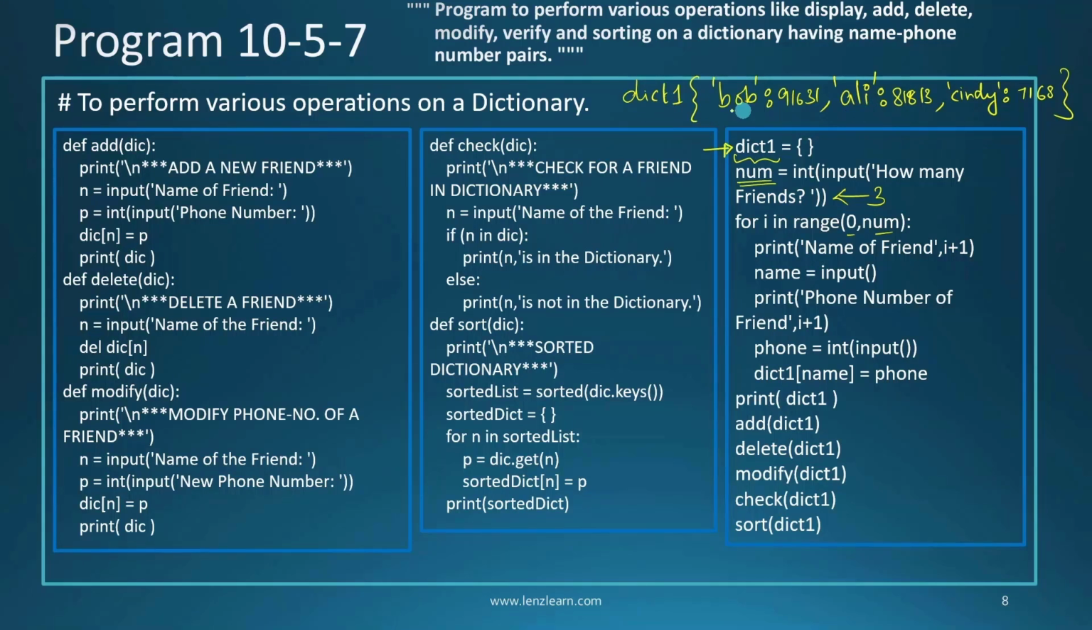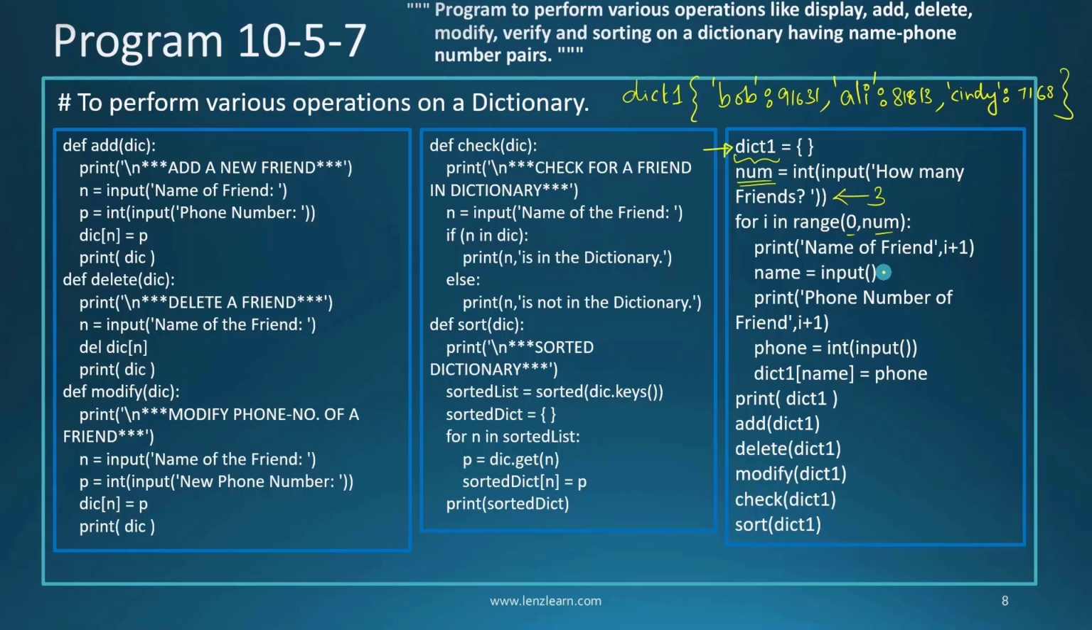Now, why I selected Ali, Bob and Cindy is because we are going to sort this dictionary based on the key value. Here you can see Ali starts with A, Bob starts with B and Cindy starts with C. So Ali will come first, Bob has to move to the second position and Cindy will be in the last position. So we can understand that our result is sorted.